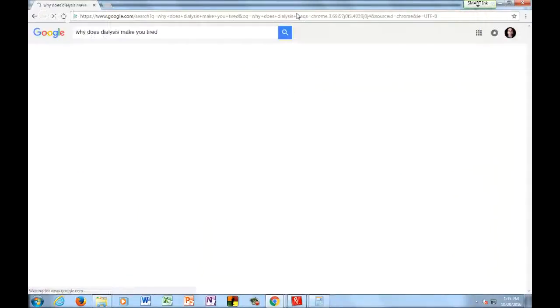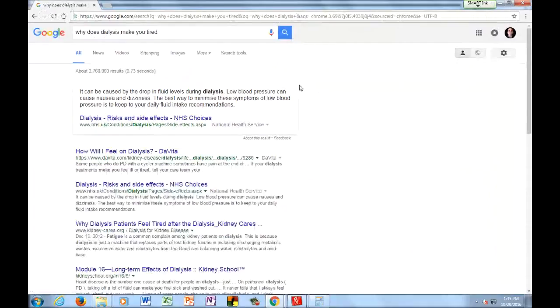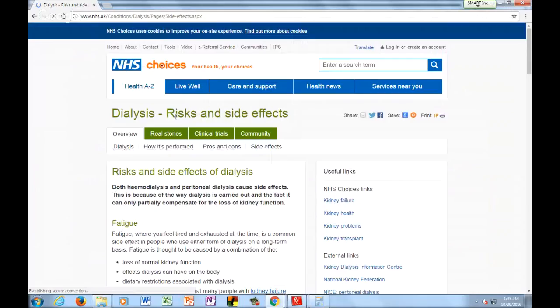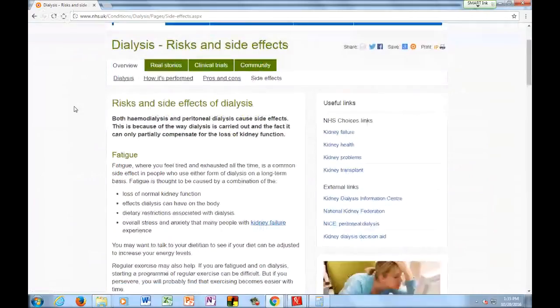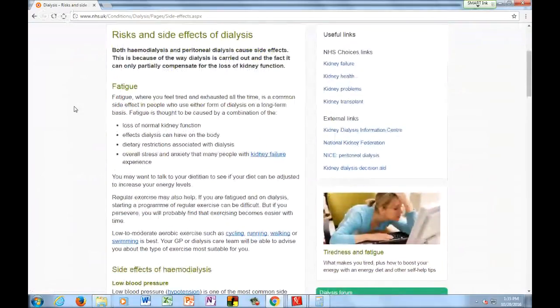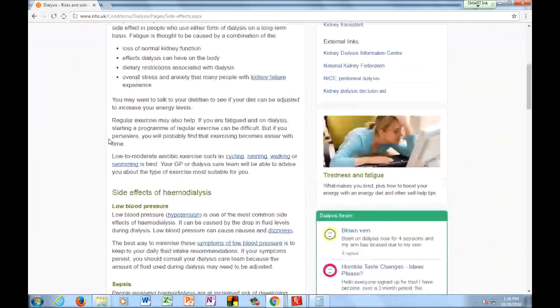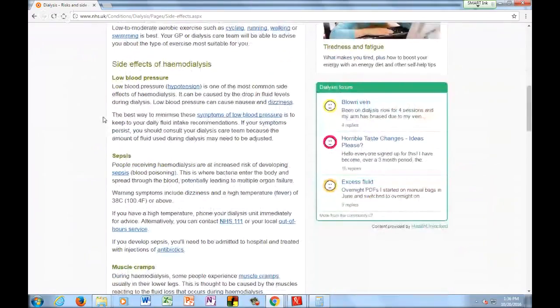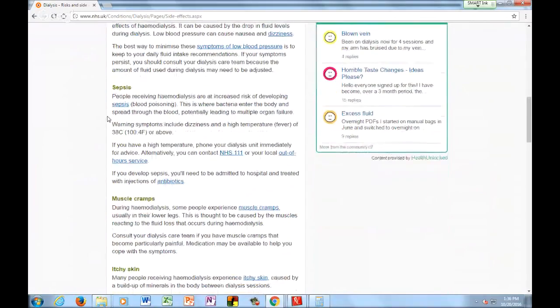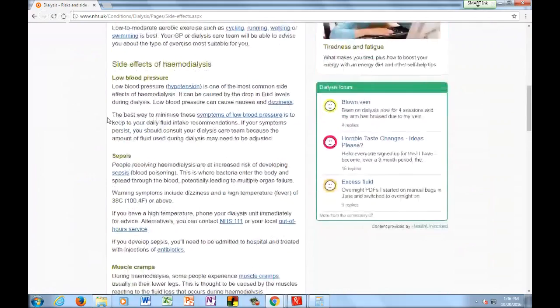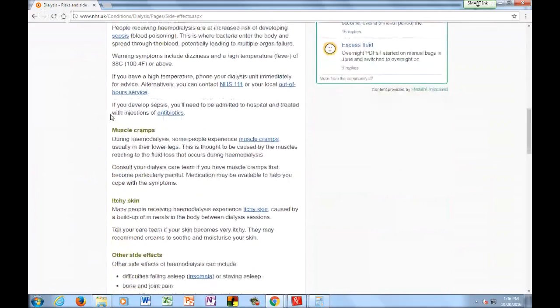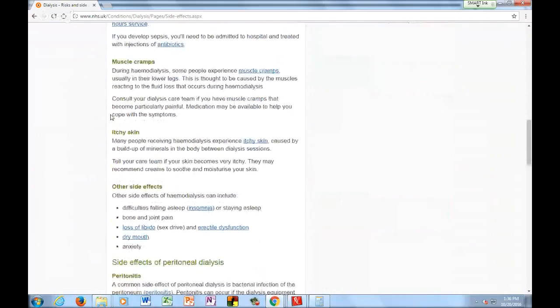Here, why does dialysis make you tired? So the UK National Health Service says it's caused by the effects dialysis can have on the body. Well, that's not very helpful. I was just curious if it was chemical. It sounds like probably not. Looks like it just says that your blood pressure goes down. That's certainly going to cause tiredness, because then you don't get oxygen where you need it.